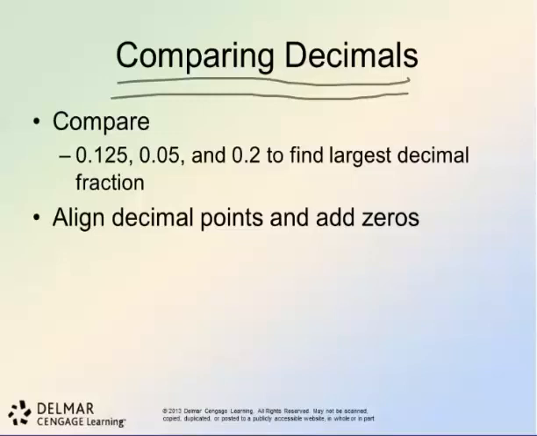So if you have these three decimals, and again, that's 125 thousandths, and that's 5 hundredths, because the 5 is in the hundredths place, and 2/10. And they want us to determine the largest decimal fraction. Well, you notice all of these have a 0 in the units digit or the ones digit. So that's not going to help us decide which one is larger or not. So we go to the tenths position. This first fraction has 1/10. This has no tenths. And this has 2/10. So one has 1/10, one has 0/10, and one has 2/10.